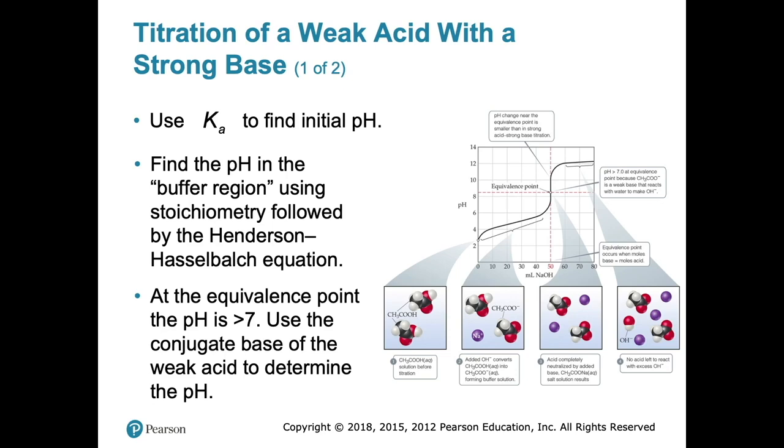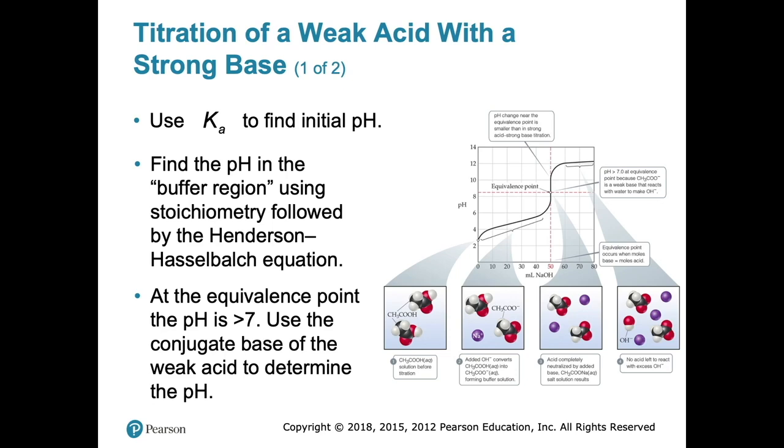And at the equivalence point, the big thing here is that the pH is actually greater than 7, because the conjugate base of the weak acid is used to determine the pH, right? So the thing I want you to take away from this slide is that when you titrate a weak acid with a strong base, unlike in strong acid, strong base, where the pH is 7 at the equivalence point, here with a weak acid and strong base, the pH is going to be greater than 7, okay?